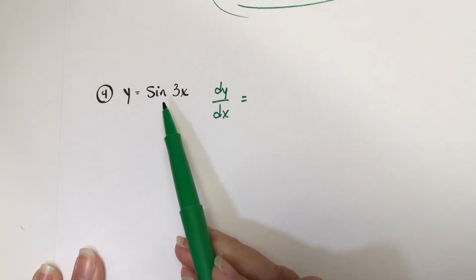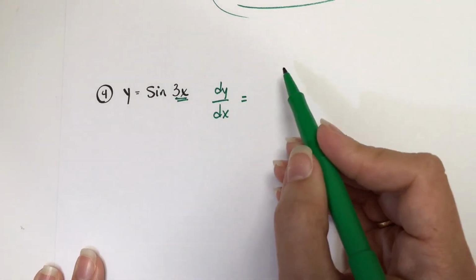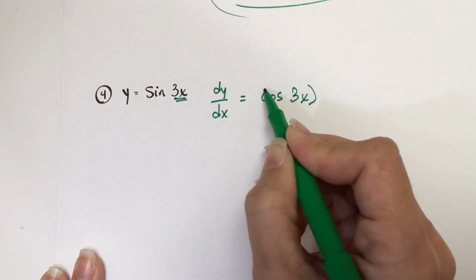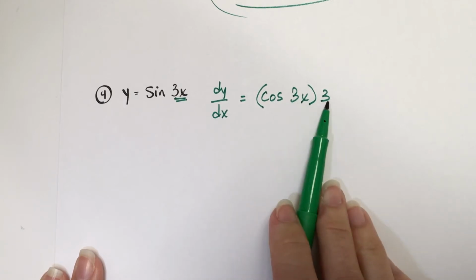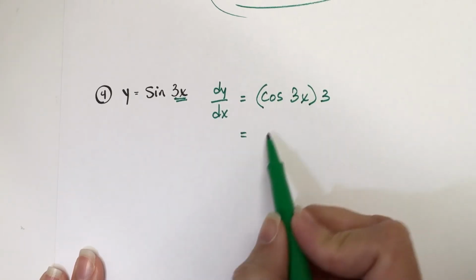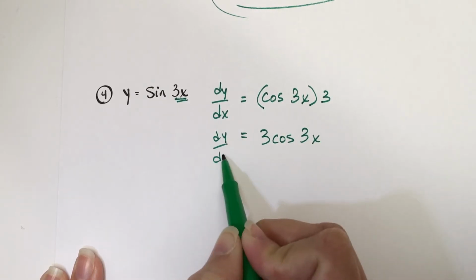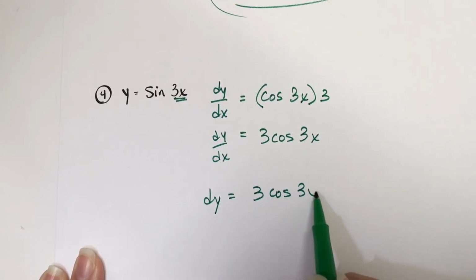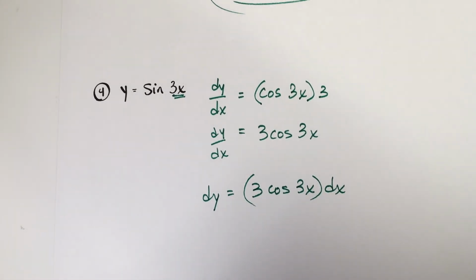Now, the big thing here you need to remember is the chain rule, and that's because you've got the 3x here. So the derivative of sine is going to be cosine. So that's going to be cosine 3x, but then you apply the chain rule and take the derivative of the inside. So the derivative of 3x is 3. So you would just typically write it this way, which means your differential equation would just be this. Okay, one more.